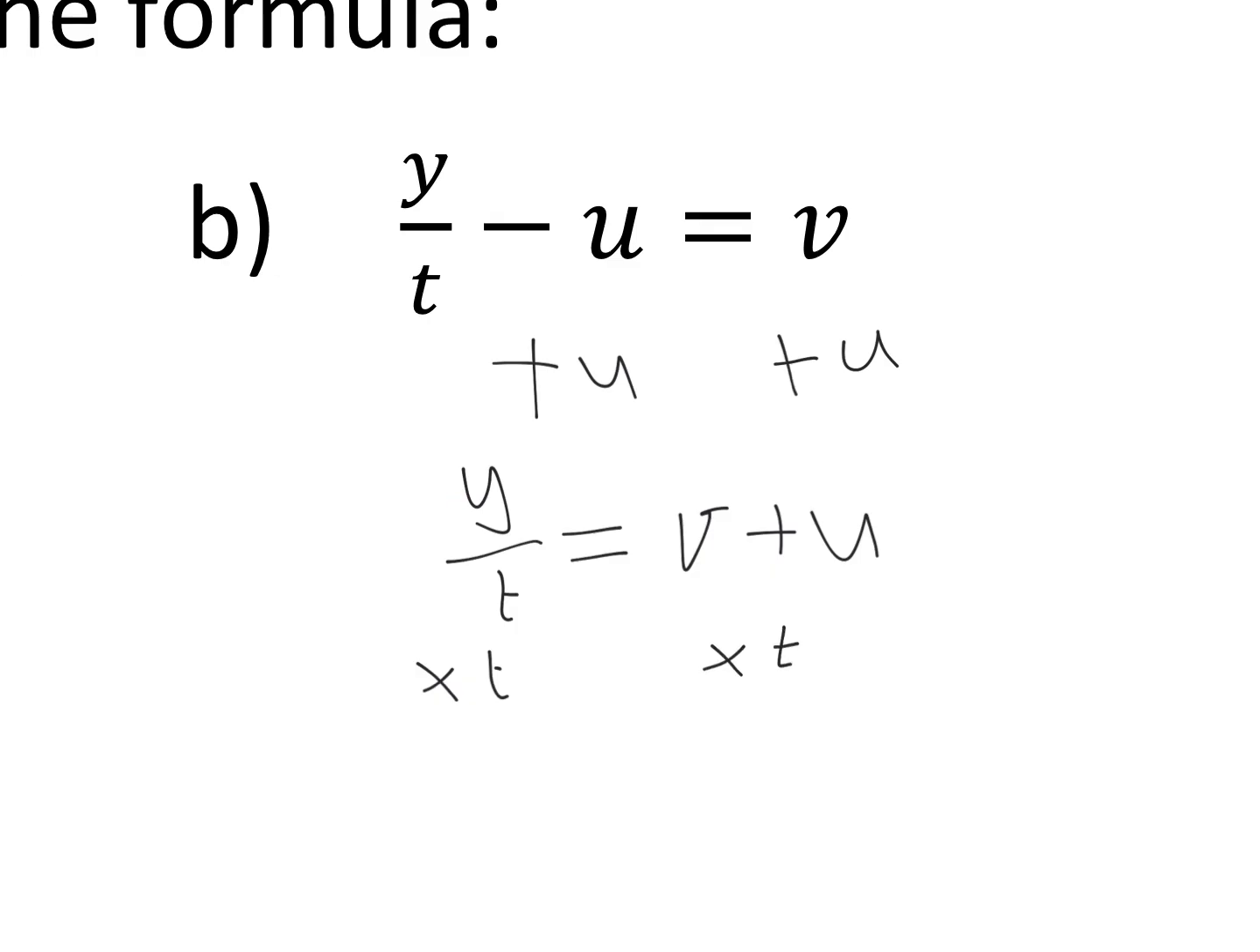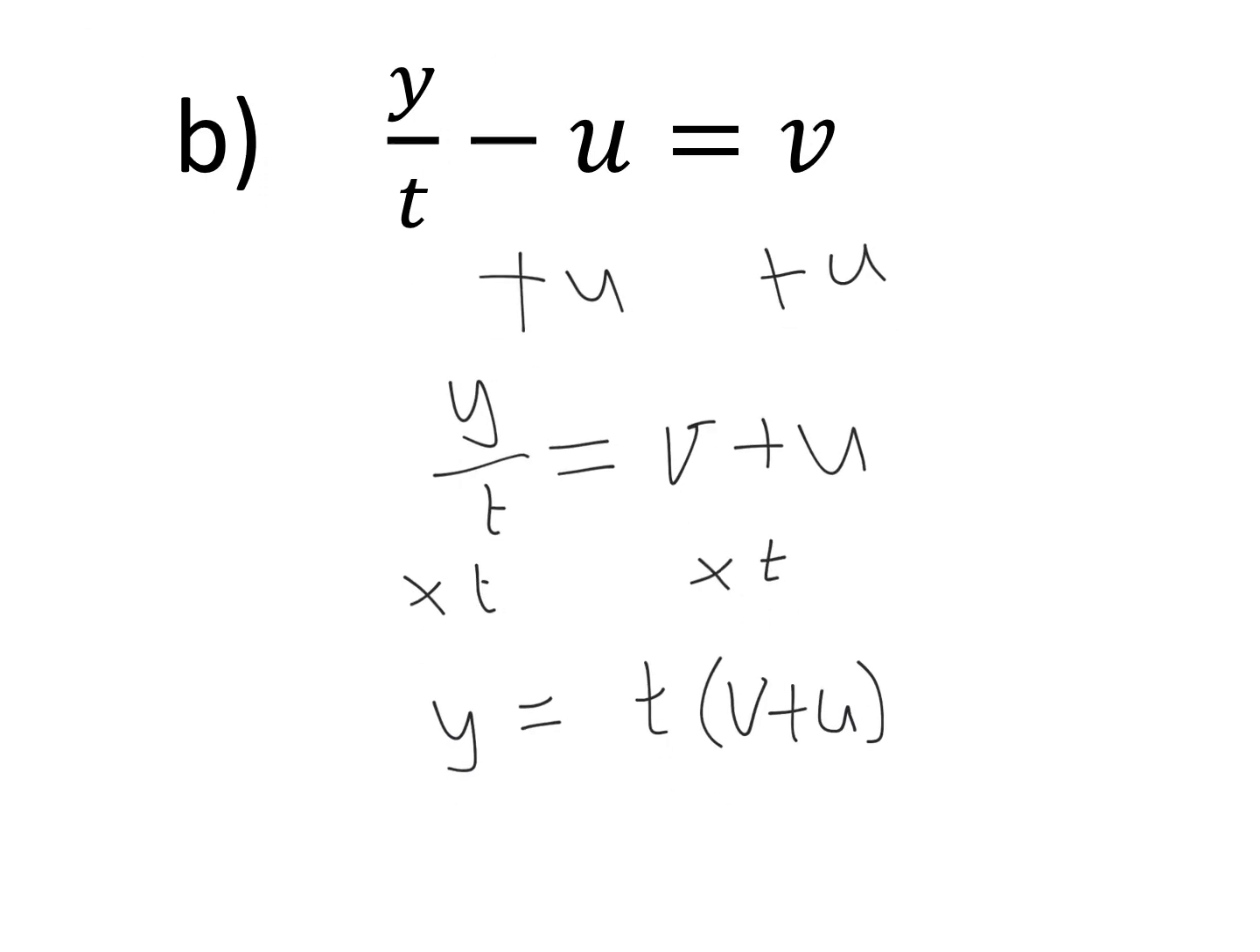So if y is divided by t, but then multiplied by t, you would just be left with y. Now, how do we multiply the v plus u by t? Well, because there's two terms there, what you would do is put that in a bracket, and then you can multiply the whole bracket by t. That's the correct answer as well, or alternatively, you could write that as tv plus tu, but it's fine as it is. It actually is quite neat with the bracket.